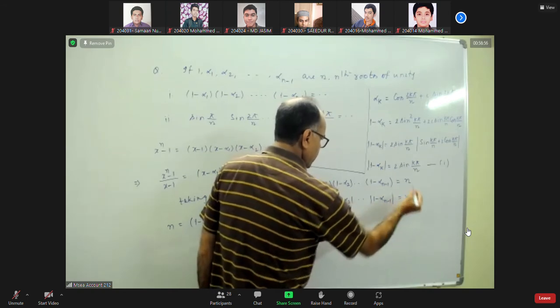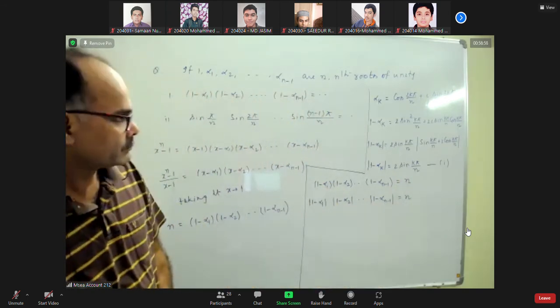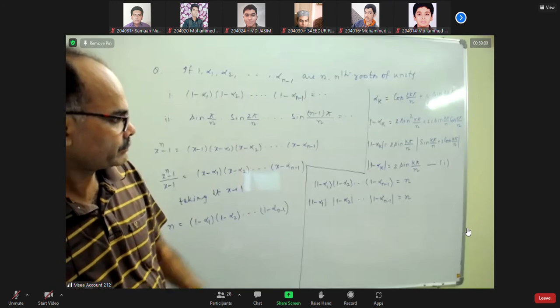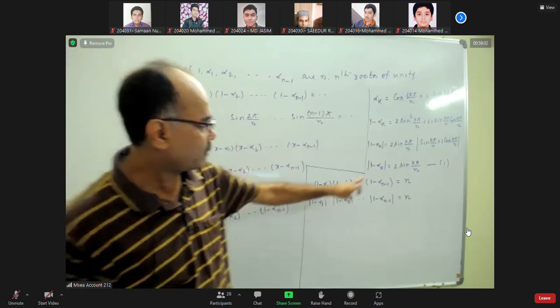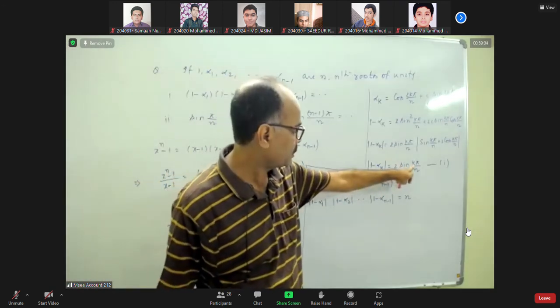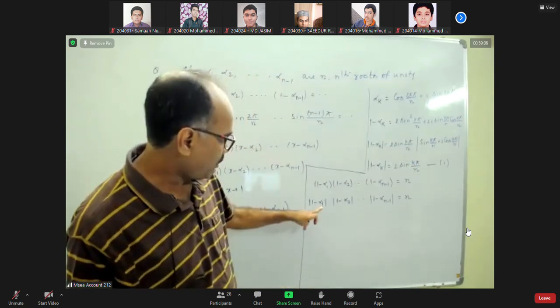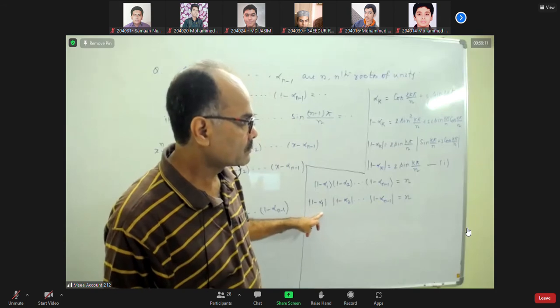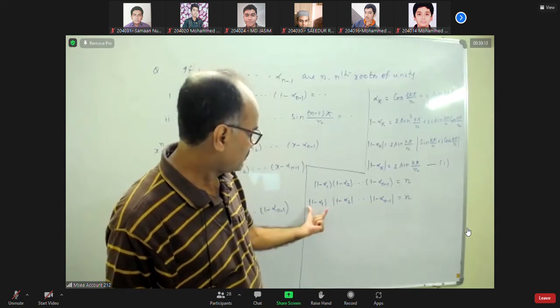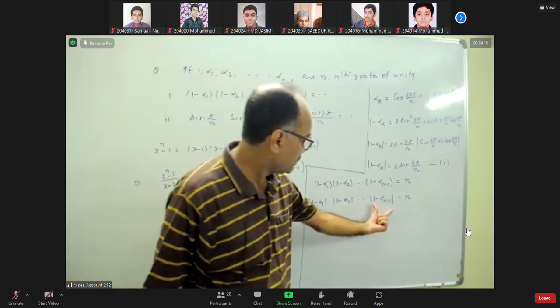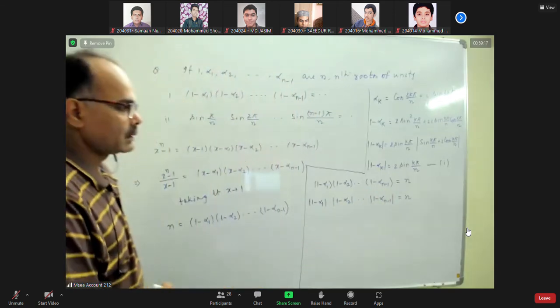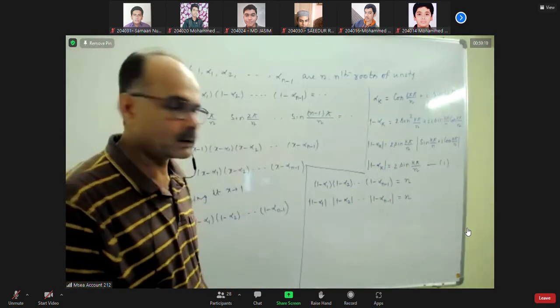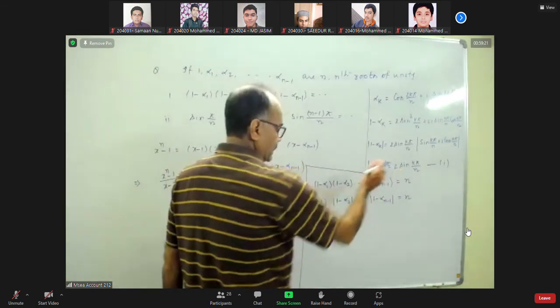Equals N. That side will remain the same. Now, what is the mode of 1 minus alpha 1? Put k equal to 1. How many terms will be there here? How many terms are multiplied here? N minus 1. So 2 will appear n minus 1 times.